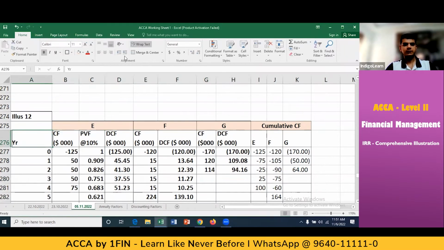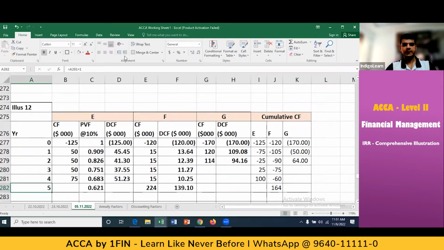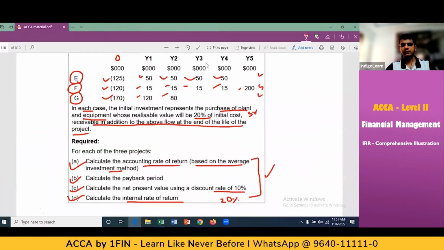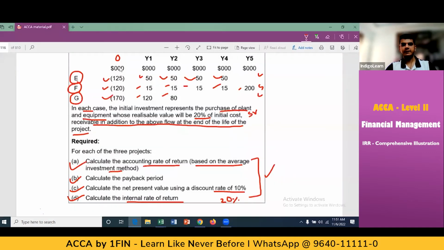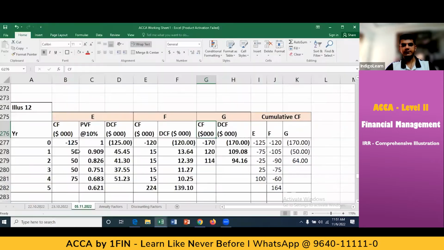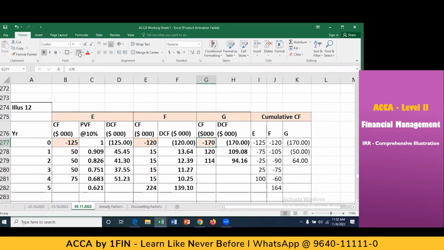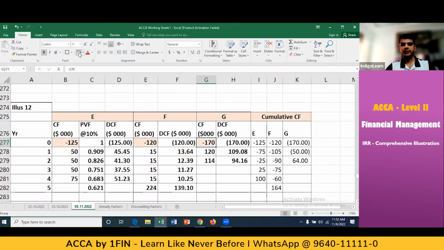So how the project goes: year 0, 1, 2, 3, 4, 5. That is given in the question. $1,000 is the currency factor that we have taken. Then initial investment 125, 120, 170. Neeti, just stop me wherever you feel confused or wherever you have doubt. Okay. But be very attentive with this example.